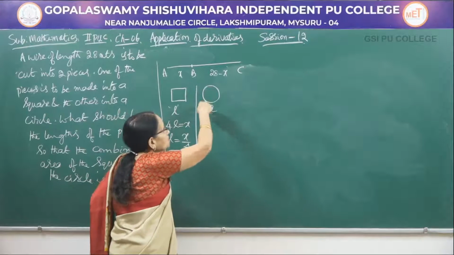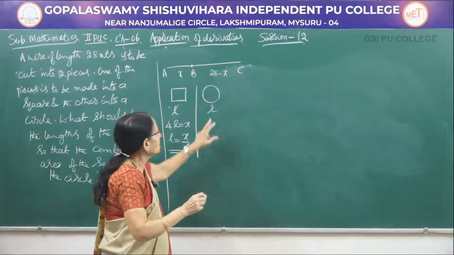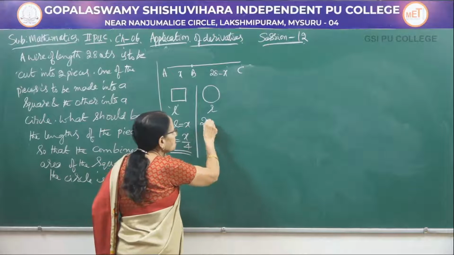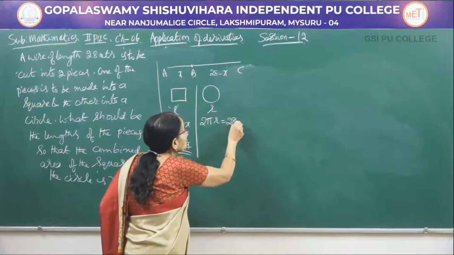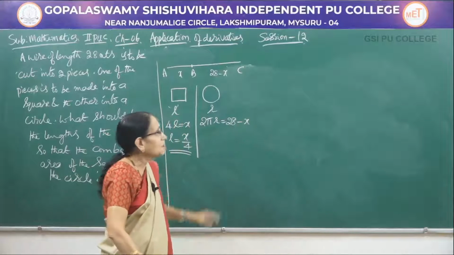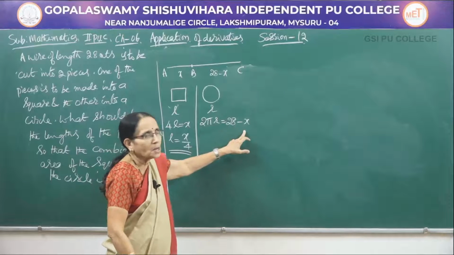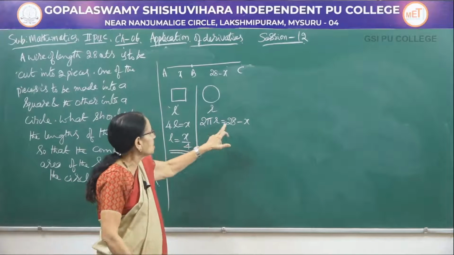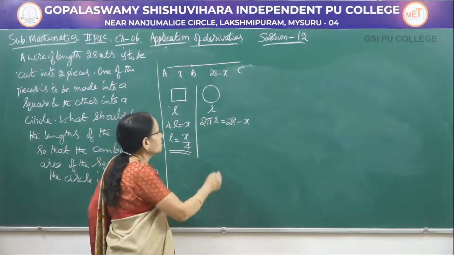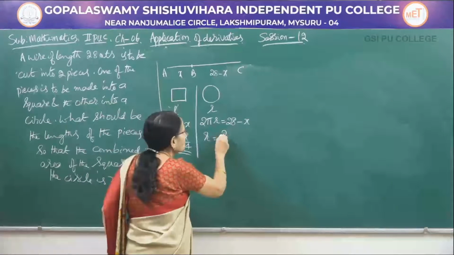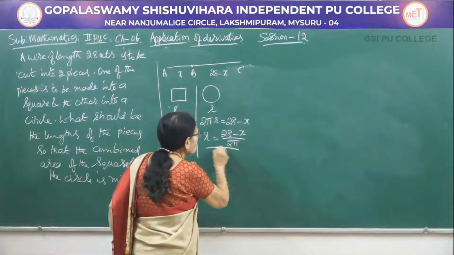So, what is the length of this one? It is nothing but the circumference. When R is the radius, what is the circumference? 2 pi R. That is equal to 28 minus x. Isn't it? That is the length of the second piece here. So, 2 pi R equals 28 minus x. I want R also. See, L has been written in terms of x. R also should be written in terms of x only. Therefore, R would be equal to (28 minus x) divided by 2 pi.